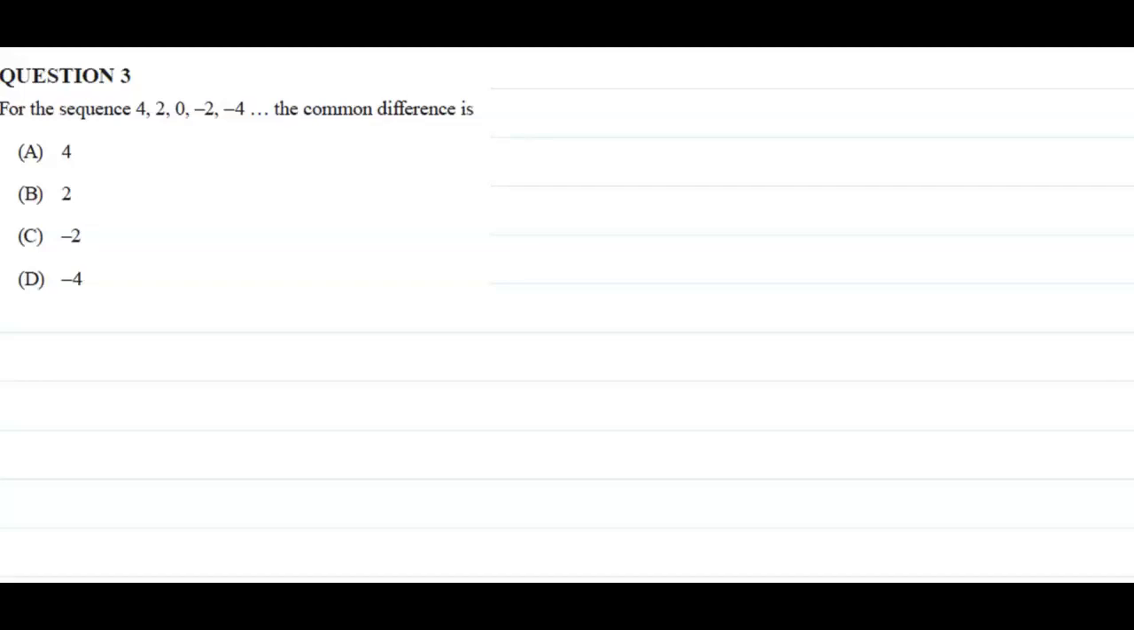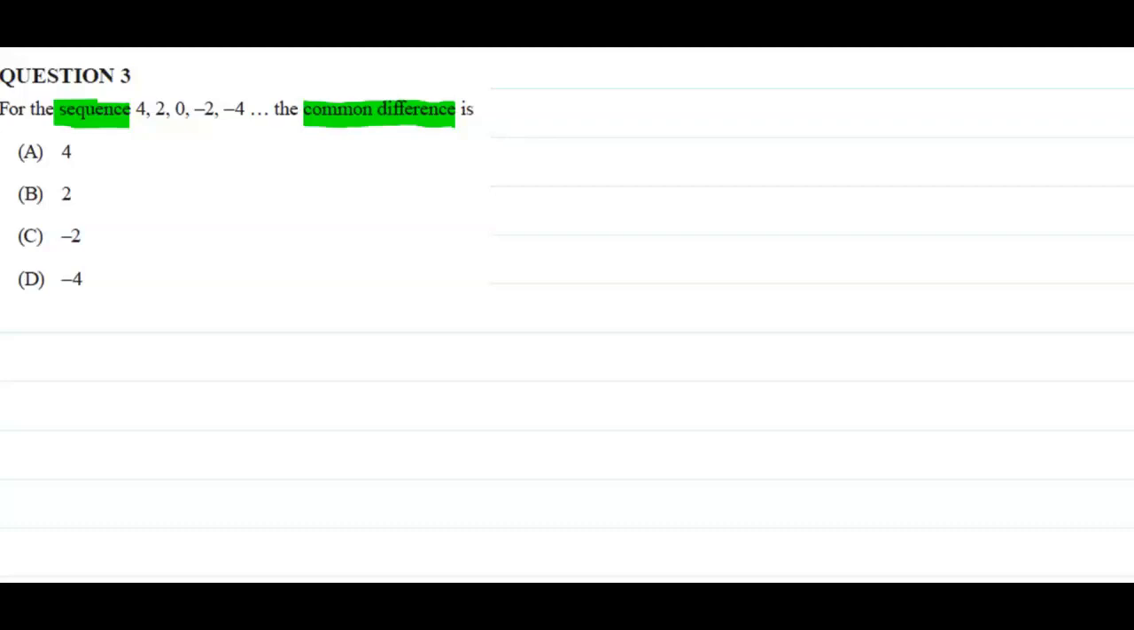Question 3. For the sequence 4, 2, 0, -2, -4, the common difference is A, 4, B, 2, C, -2, or D, -4. Now the key words in this question are sequence and common difference. When we think of a sequence in general mathematics, we should think straight away geometric or arithmetic. And when we think about an arithmetic sequence, we should be thinking about a common difference, and a geometric sequence, we should be thinking about a common ratio.